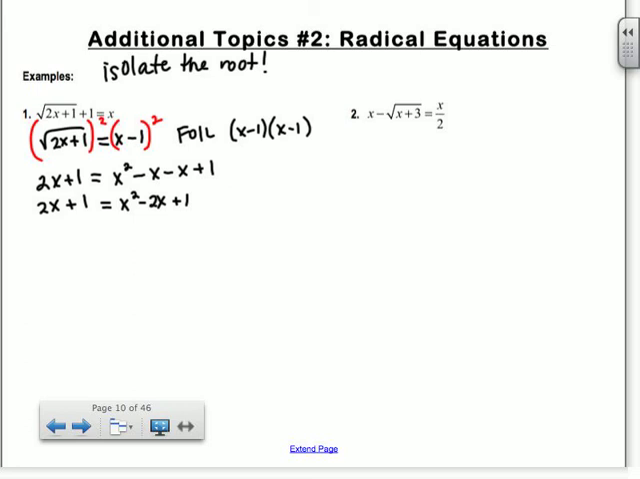Okay, so I'm going to subtract my 2x over. And then I'm going to subtract the 1 over as well. So I'm going to have 0 equals x squared minus 4x, and then the plus 1 and minus 1 cancel. So if 0 equals x squared minus 4x, they have a common factor. So you can pull out the x that they have in common. So you have x minus 4 left.